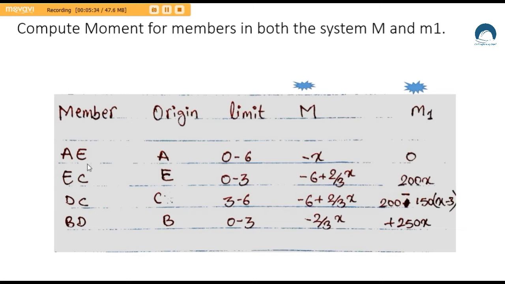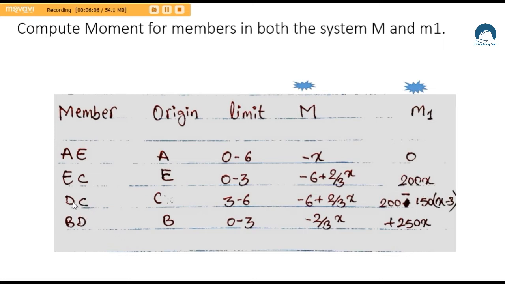Okay. In this way I've shown you the table for the moment for the system M and system M1 for all the members. For the member AE in real system, the moment is X, whereas in the dummy system the moment is equal to 0. In the same way, for member EC in the real system, the moment is equal to -6 plus 2/3 X, whereas for the dummy system it is equal to 2/3 X.